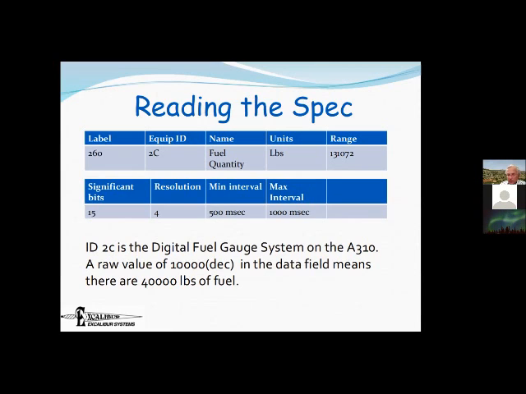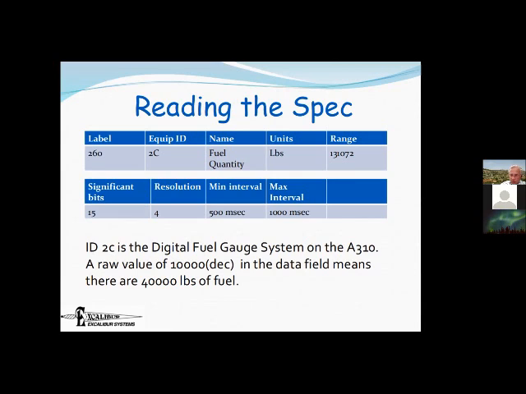So the first thing you want to know is, what is it that you're sending me? It's fuel quantity. And what are the units? The units are in pounds. Now, a tenth of a pound is still, the unit is still a pound. The tenth goes into resolution. So the range is done in different ways. In this case, range means from 0, because you can't have less than 0 pounds of fuel, up to a maximum of 131,000 pounds.